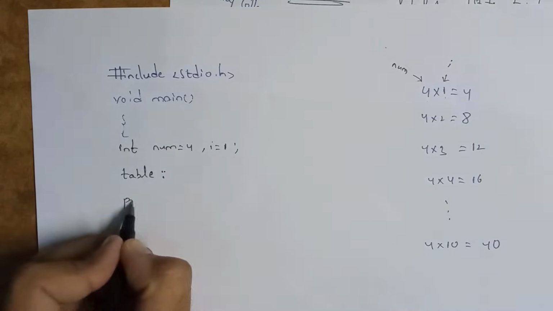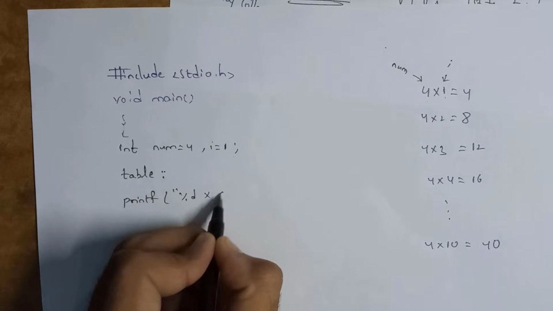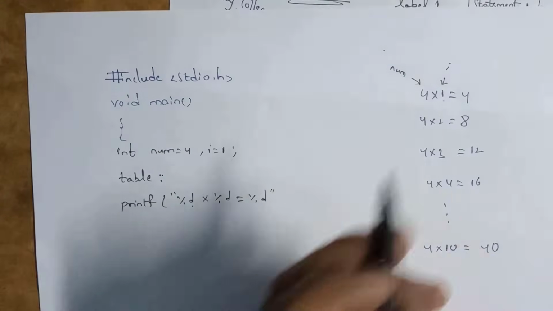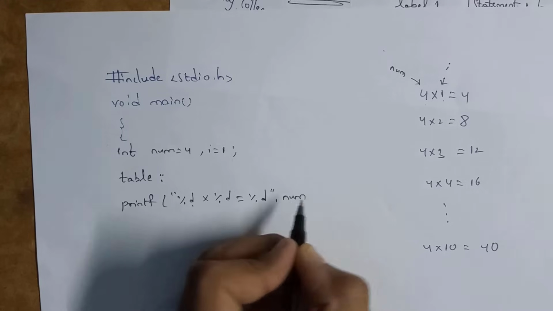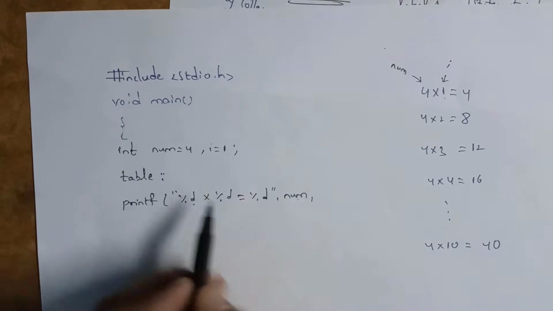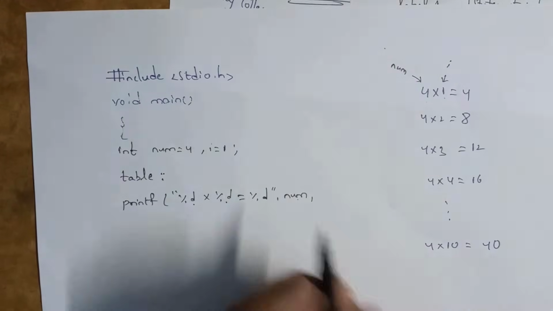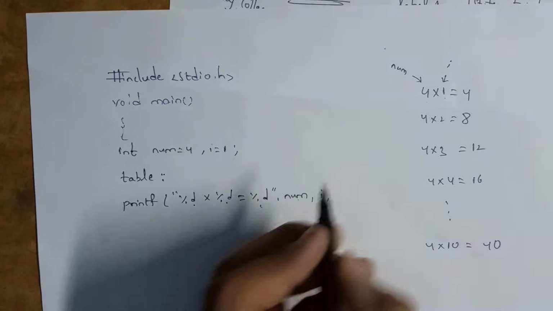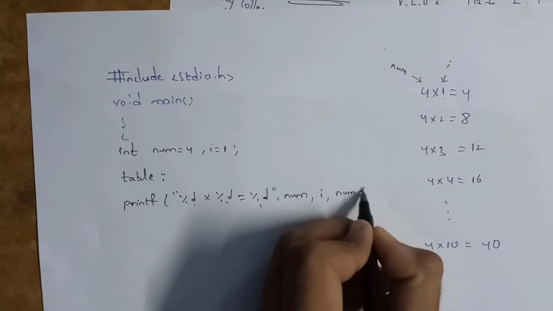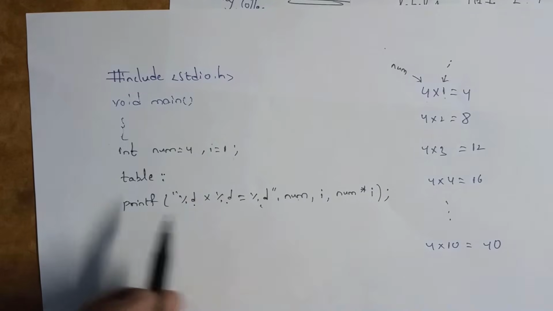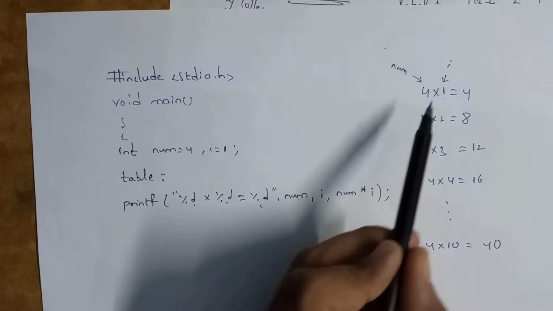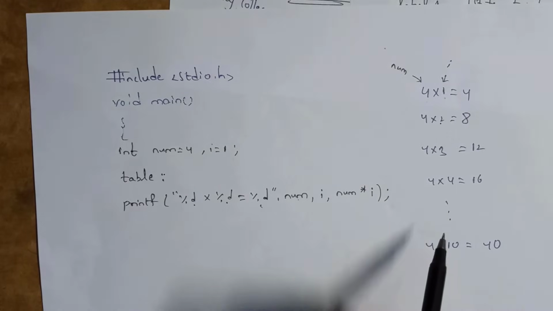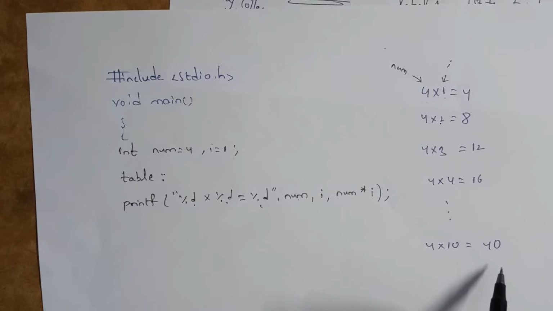Give a colon. Now write printf("%d * %d = %d"). The first %d is for the number, that is 4. The second %d is for variable i, and the third %d contains the result. The result is nothing but num * i; semicolon. At first you need to write 4 * 1 = 4. After 4 * 1, you need to take 4 * 2, after 2, 3, after 3, 4. Like that you need to write up to 4 * 10 = 40.